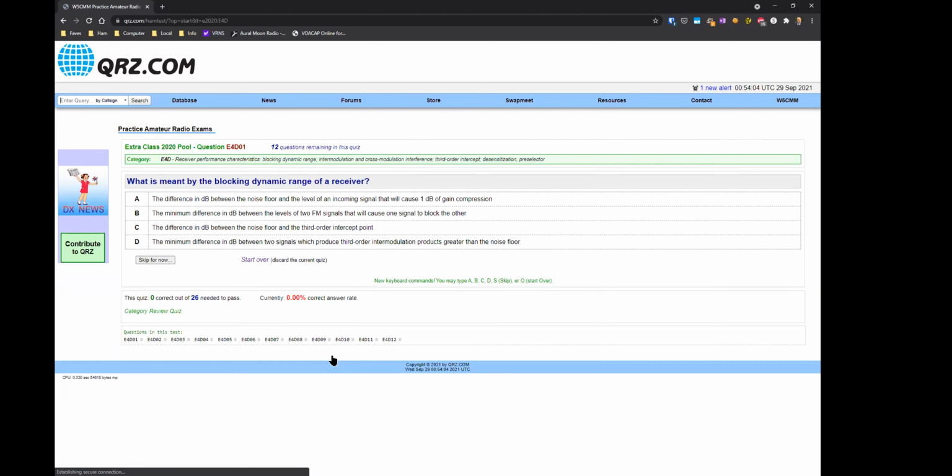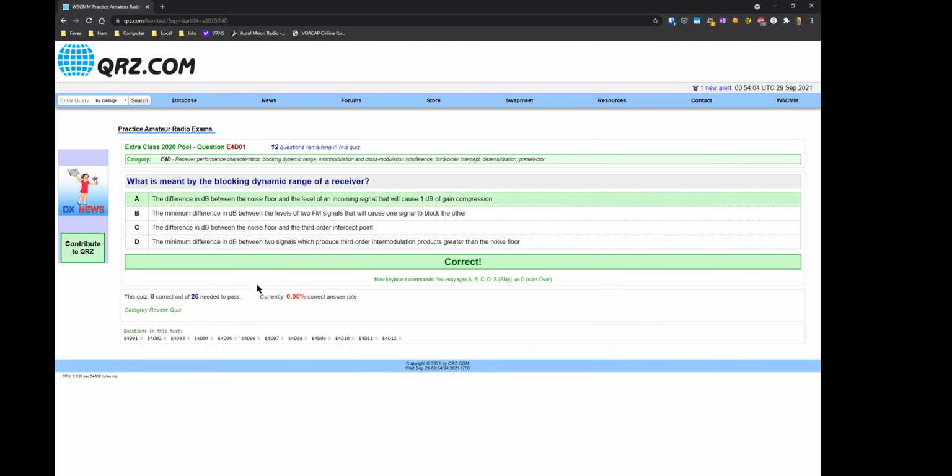Two more sections. What is meant by the blocking dynamic range of a receiver? A. Yeah, it's going to be A.